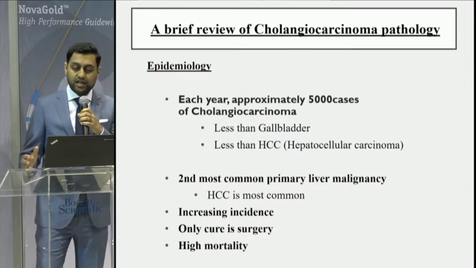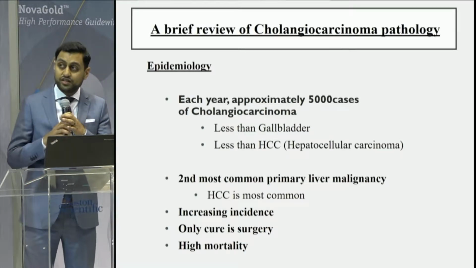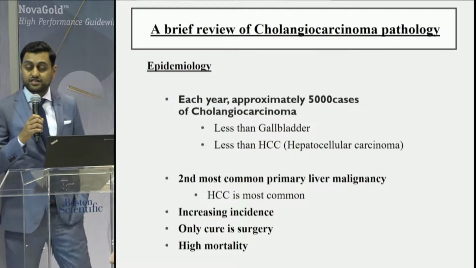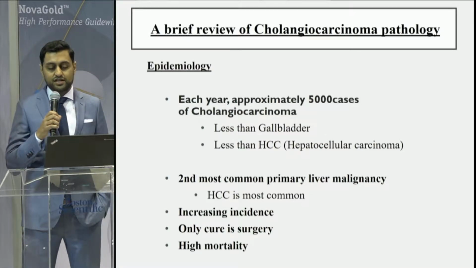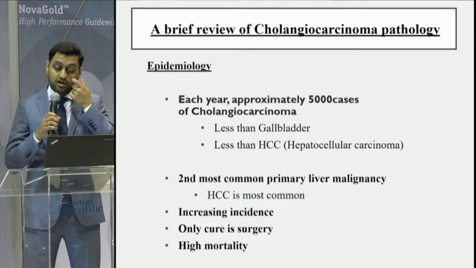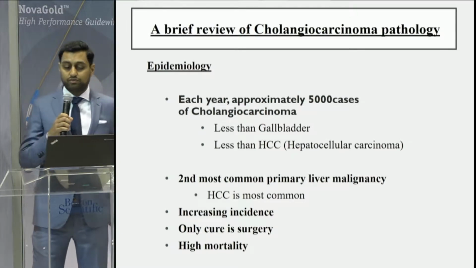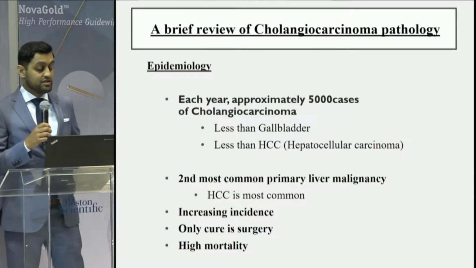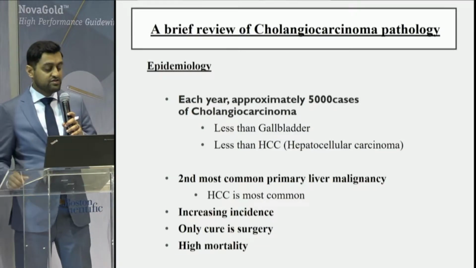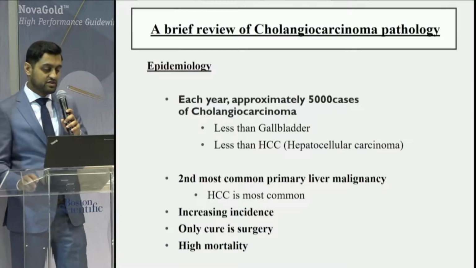So, a brief overview of cholangiocarcinoma and its pathology. Here in the United States, we see about 5,000 cases of cholangiocarcinoma annually, a little bit less than gallbladder cancers and less than hepatocellular carcinoma. With that said, it's the second most common liver primary. It has an increasing incidence as our population ages. The only cure is surgery, and it has a very high mortality associated with this disease.